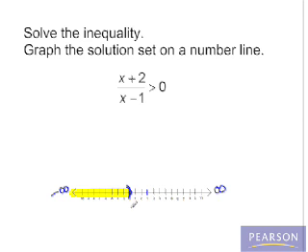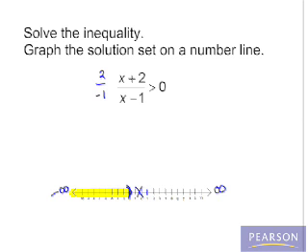We can choose something in the next interval, from negative 2 to 1, say 0. If I substitute 0 for x, we get 2 in the numerator and negative 1 in the denominator, and this becomes negative 2, which is not greater than 0. So that interval is out.